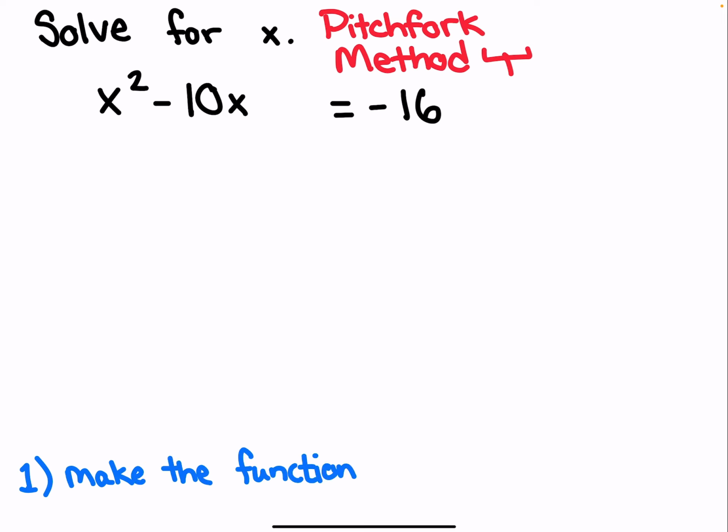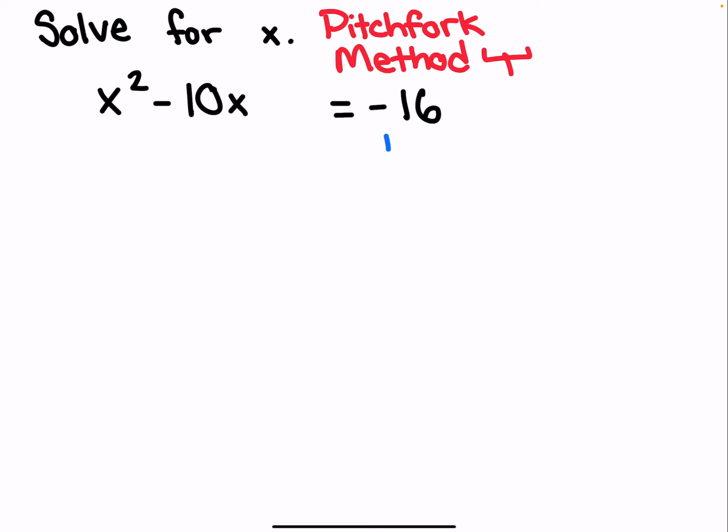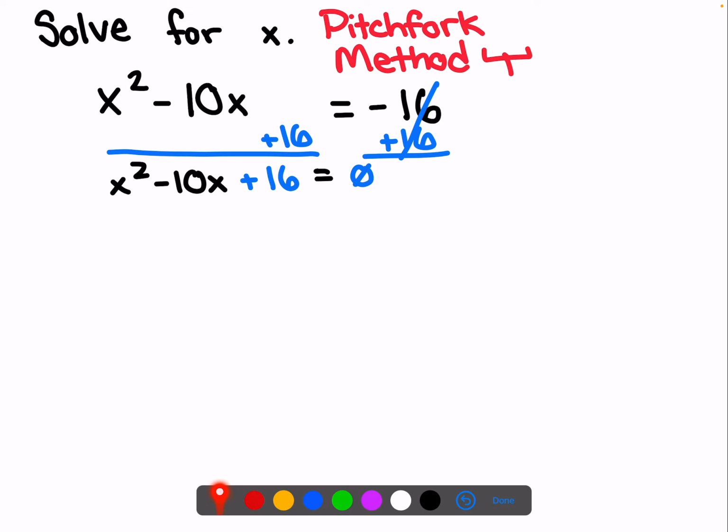So step 1, make the function into standard form, ax squared plus bx plus c equals 0. As we look here, we have ax squared, we have bx, but our c value is missing and it's not equal to 0. So the first thing that I'll do is I'll add 16 to both sides to get it into standard form, the form that we were just looking at.